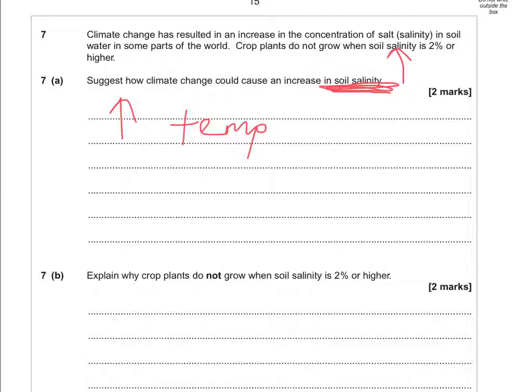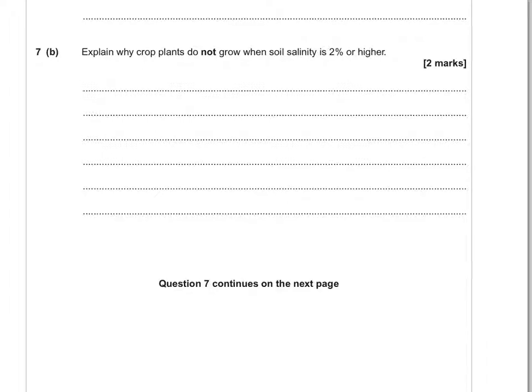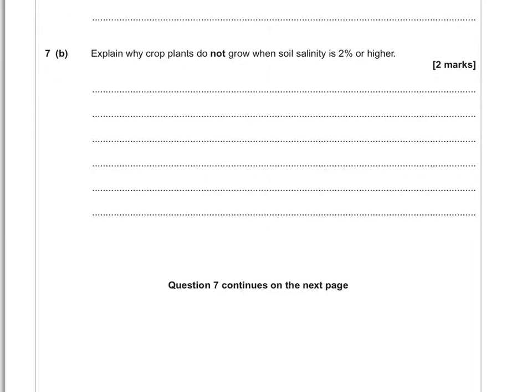And well, basically, you'll get evaporation of water from the soil. So if you get evaporation of water, you get higher salinity. It's as simple as that. Question 7b asks, explain why crop plants do not grow when soil salinity is 2% or higher.